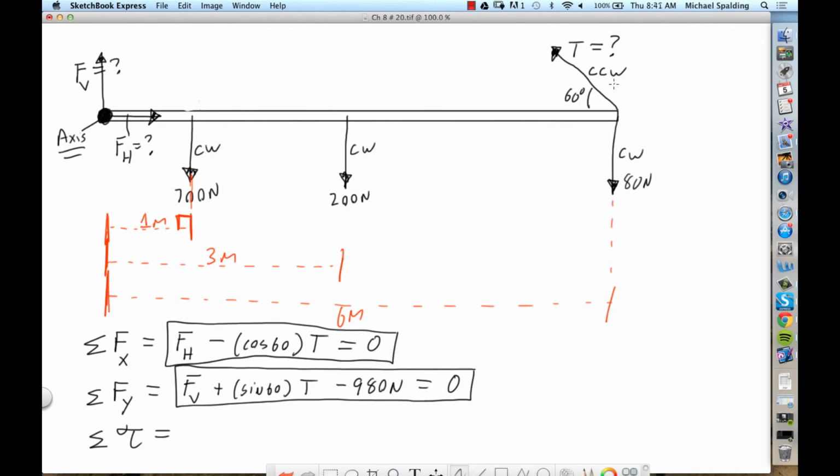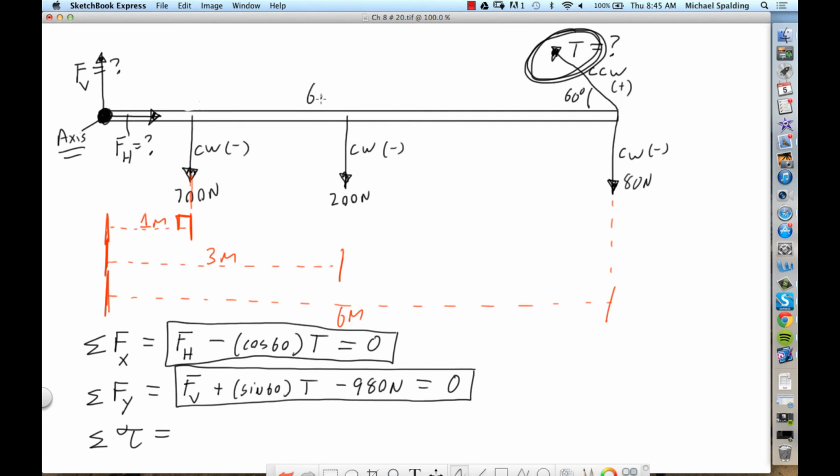Okay, so let's say that counterclockwise is plus, clockwise is minus. All right, so let's start out. Let's just go straight to the hard stuff. The hard stuff is going to be what? We have to make tension, what do we have to do to tension? We've got to get it perpendicular to the distance, right?